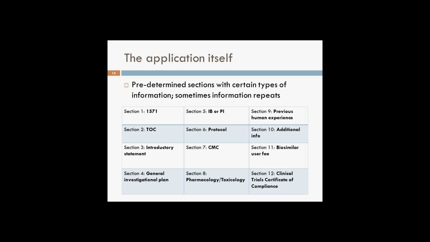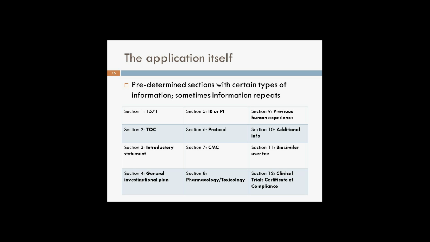Then section 7 is the CMC, or Chemistry, Manufacturing, and Controls, and that describes how the drug was made. Typically, for a new product, it is quite a substantial section. It describes all the SOPs for making the drug and all the testing that was done on it. Is it sterile? What's the concentration? What's the potency? If you test it for stability, if you stick it on the shelf, is it still as potent a year from now as it is today? So that's a pretty extensive section.